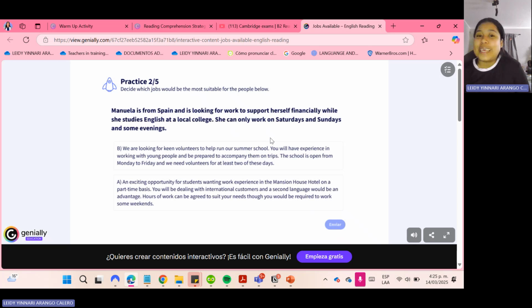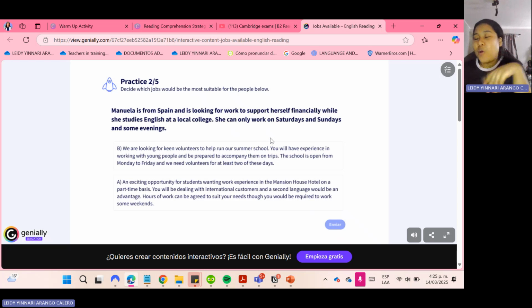We are looking for keen volunteers to help run our summer school. You will have experience in working with young people and be prepared to accompany them on trips. The school is open from Monday to Friday, and we need volunteers for at least 2 of these weeks.